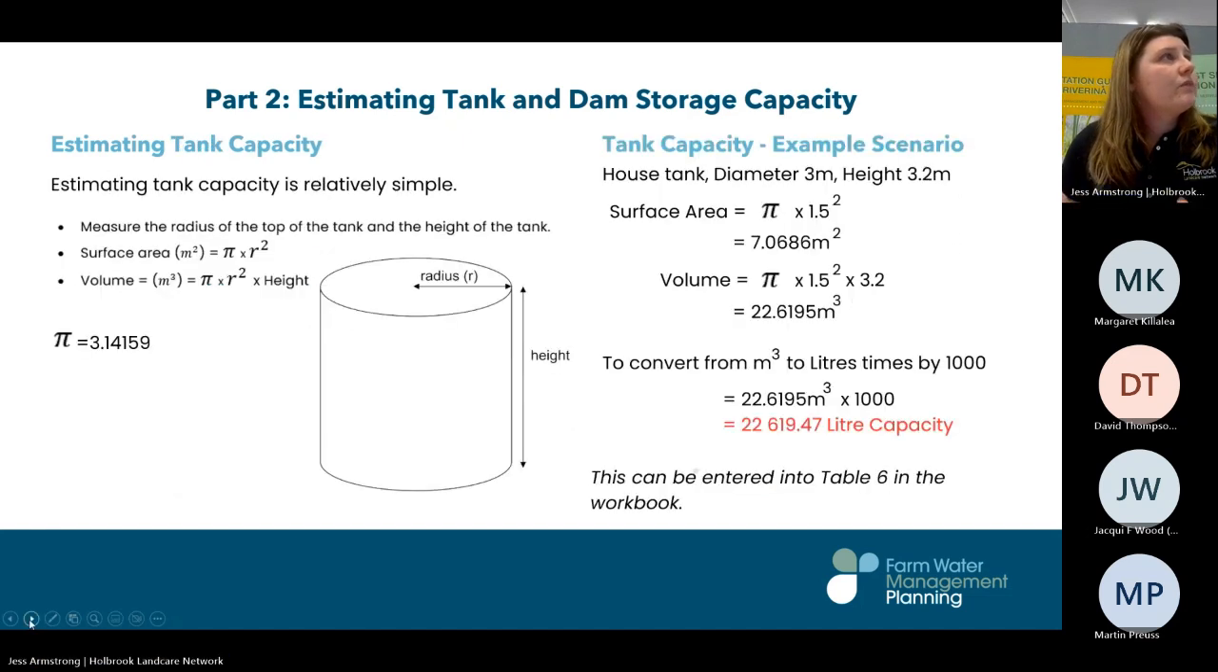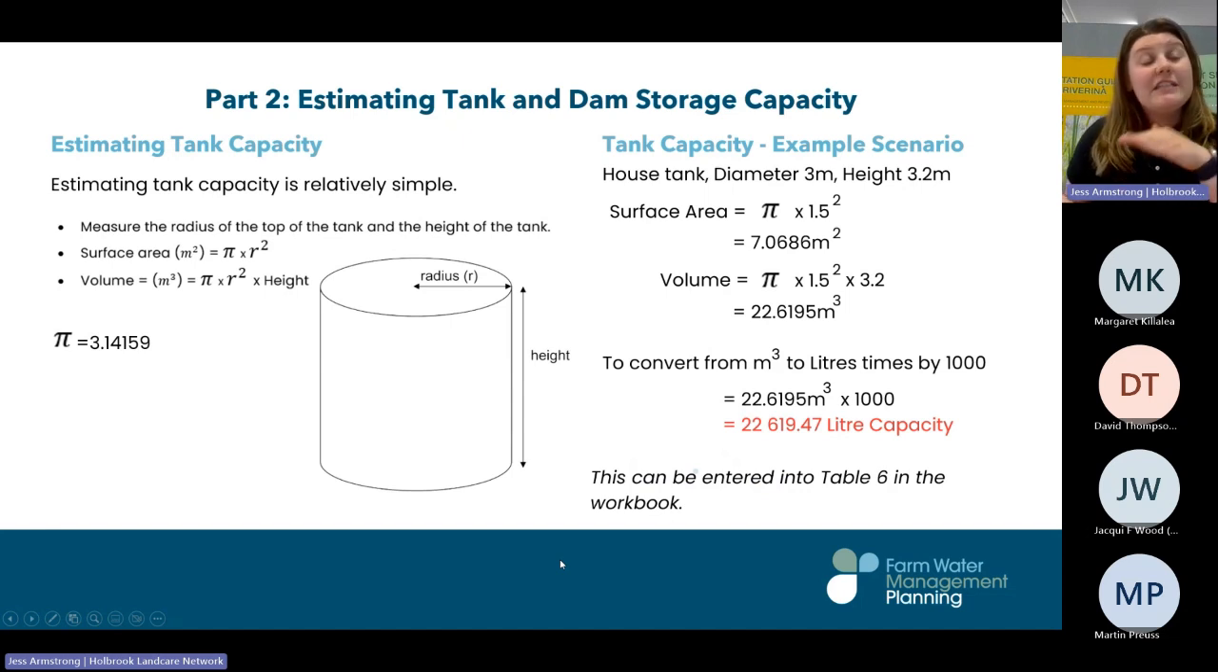So the first one that we're going to do, we're going to look at our tank in our example scenario, and we're going to write our results into table number 6, which is on page 8. When we're estimating the capacity of tanks, they're really easy. They're cylinders, and to be honest, hopefully when you've bought it, you know what its maximum capacity is.